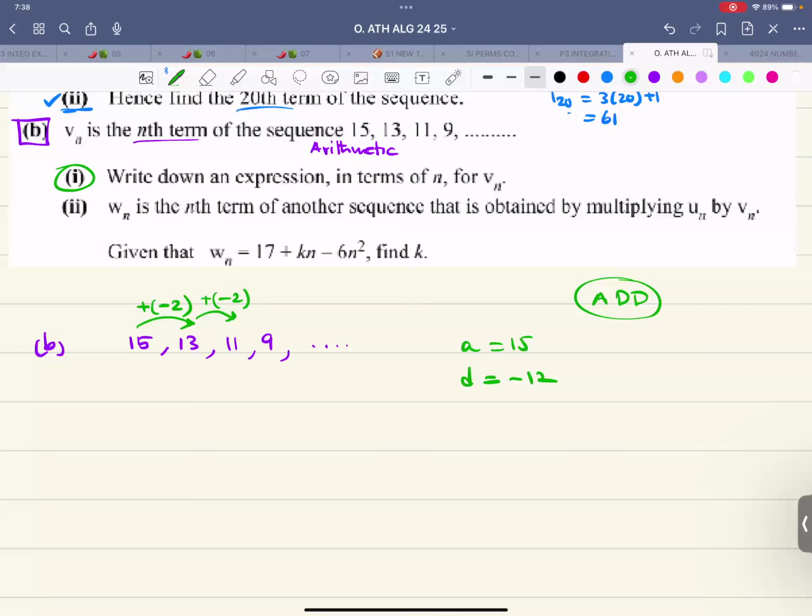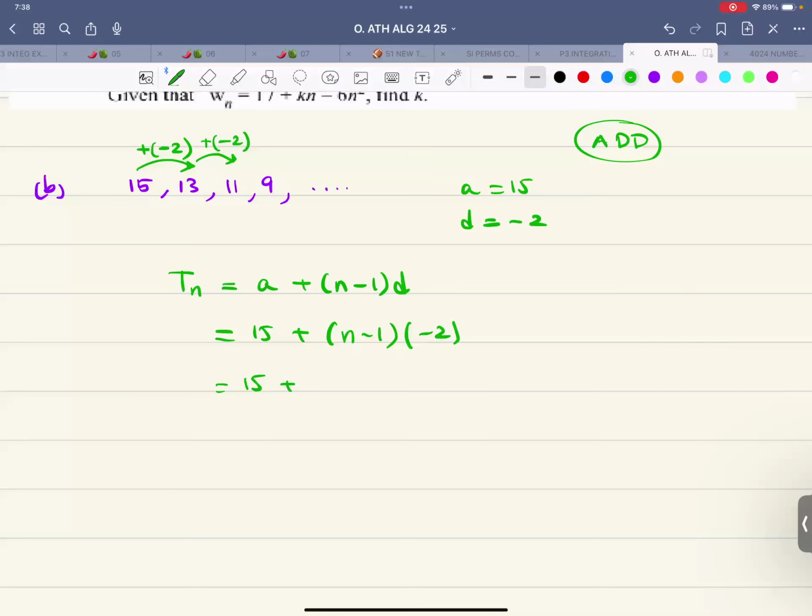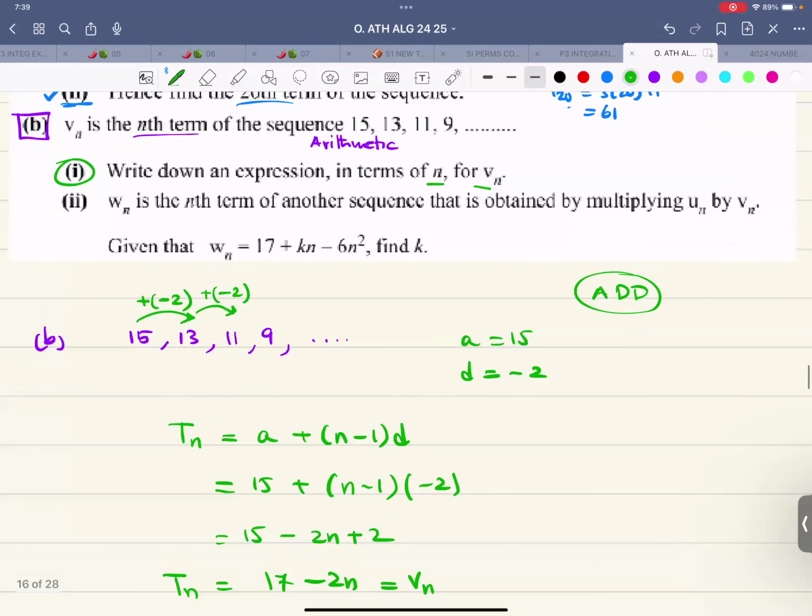And again, the first part, write down an expression in terms of n for Vn. So Tn or Vn, just to differentiate between the two, they use Un and Vn. The original terminology is Tn. So Tn is a plus n minus 1 into d. That is 15 plus n minus 1 into negative 2. So that is 15 minus 2n plus 2. 15 plus 2 is 17. That is 17 minus 2n. That is Vn. So this is B part 1.